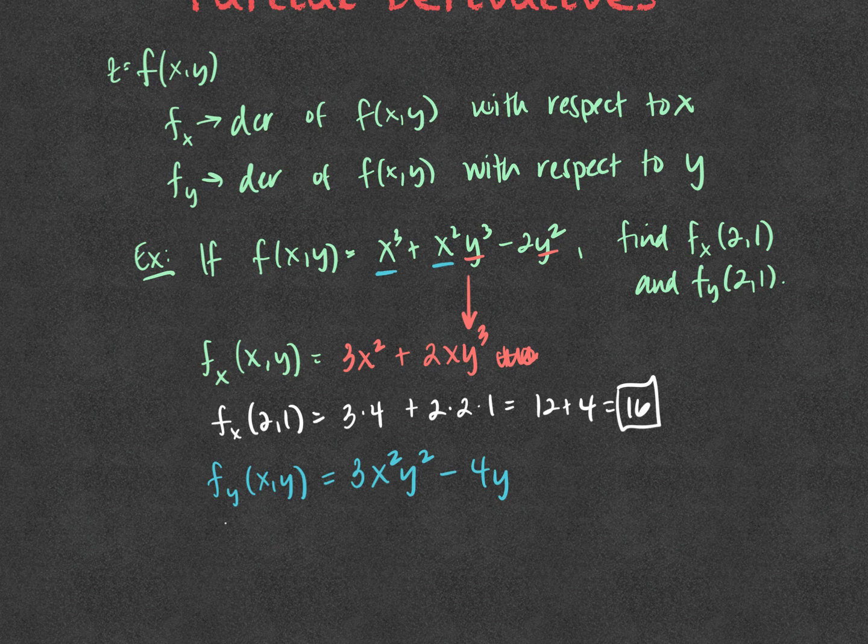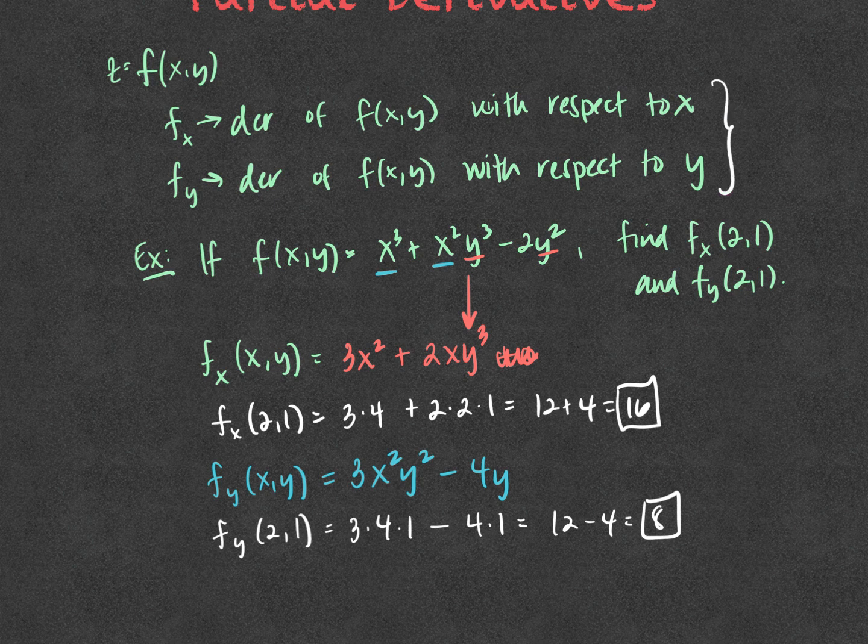Now we can also plug in the point 2, 1 and say the derivative of this at 2, 1 is 3 times 4 times 1 minus 4 times 1, so 12 minus 4, which is 8. So the slope of the tangent line in the y direction is positive, so it's going up. That kind of gives you an idea of where we're headed with it. But the note we need to make here is when you're taking the derivative with respect to one variable, the other variable is treated as a constant.